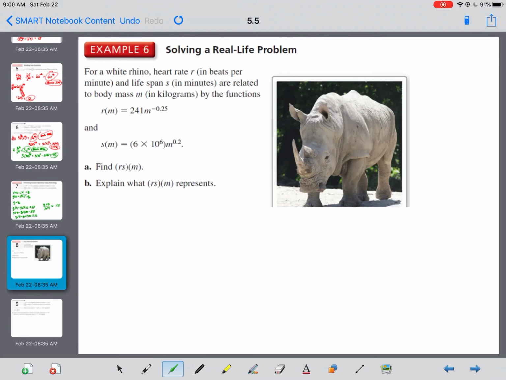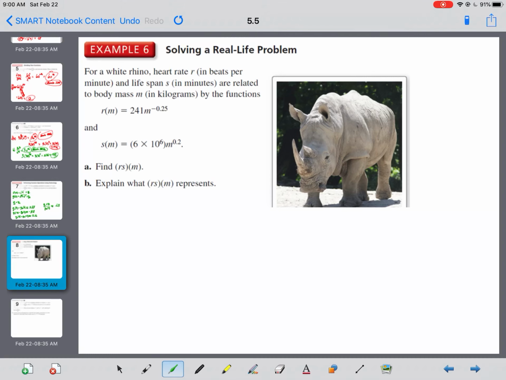So R of M, the heart rate according to the mass, is equal to 241 times M, the mass, to the negative 0.25. And S, the lifespan according to the mass, equals 6 times 10 to the 6th times M to the 0.2. Find R times S, and then explain what it means. Okay, well, we have to find R times S, and then explain what it means.